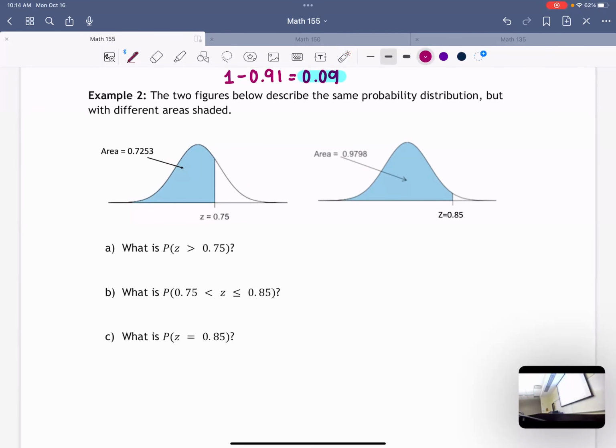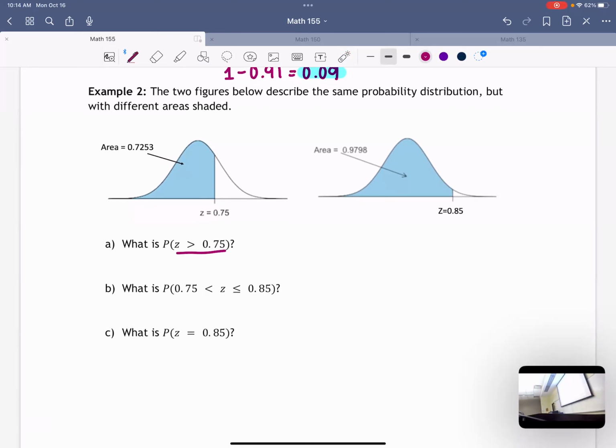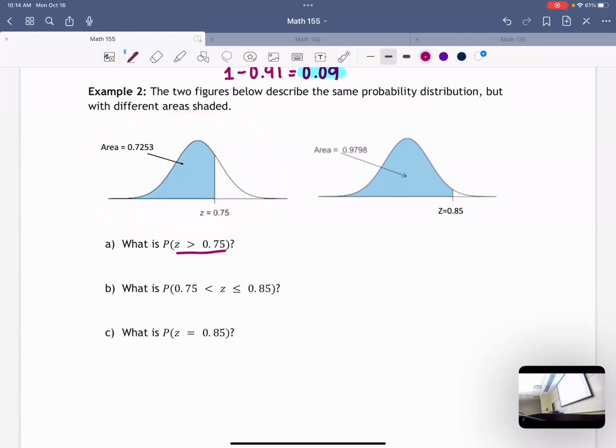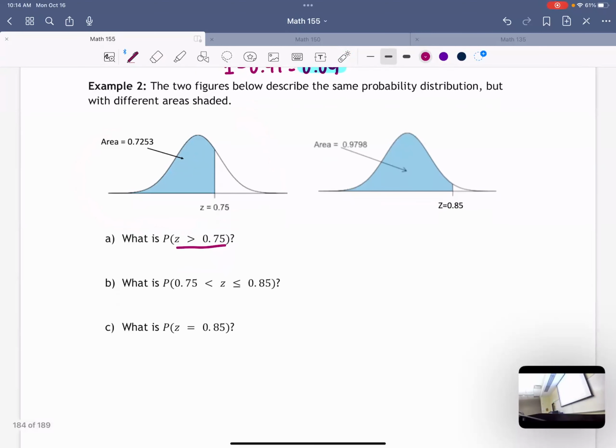So I want to find the probability that Z is greater than 0.75. Well, 0.75 is on the left-hand side graph, so we're focusing on that left graph. But the problem is the left graph gives us a less than probability. How do we get to the greater than probability? 1 minus, right? I just need to take 1 and subtract off that left-hand side probability, 1 minus 0.7253. Did everyone get 0.2747? Sounds good. So part A was pretty easy.